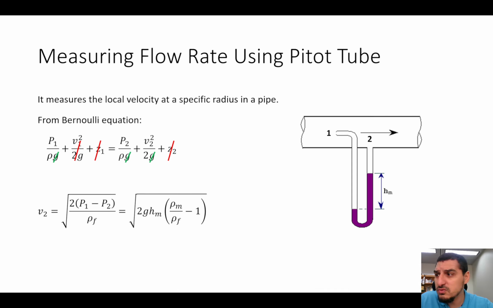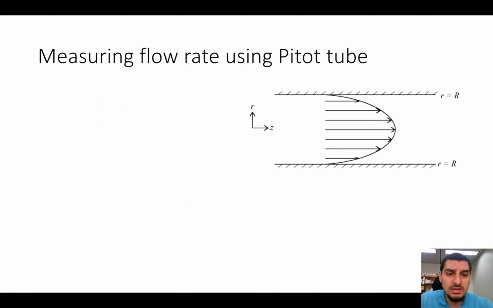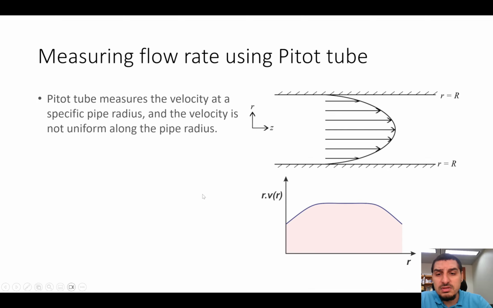It's important to know what we mean by the local velocity. We mean the local velocity because the velocity varies with the radius, and that's something that we know from before, and we discussed it a lot in this chapter. So you can move the pitot tube up and down inside the tube, so it can measure the velocity at this radius or at higher or lower radii. So it's not measuring the volumetric flow rate like the other devices. It's measuring the local velocity. So you can use it to get the velocity profile, which is a very useful piece of information.